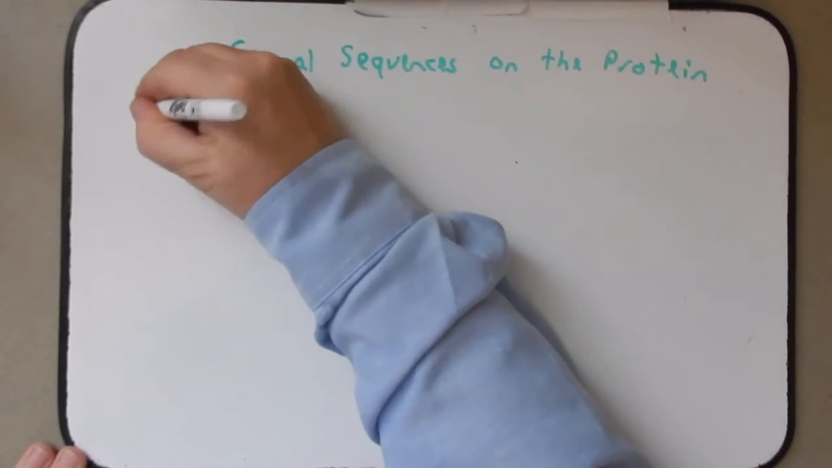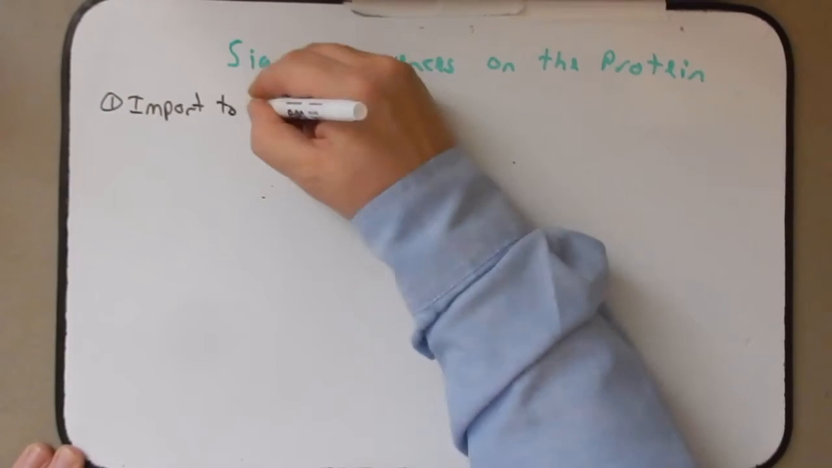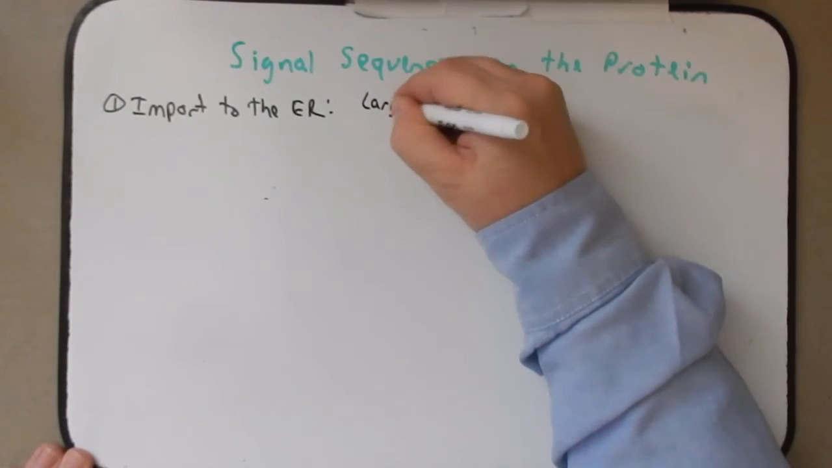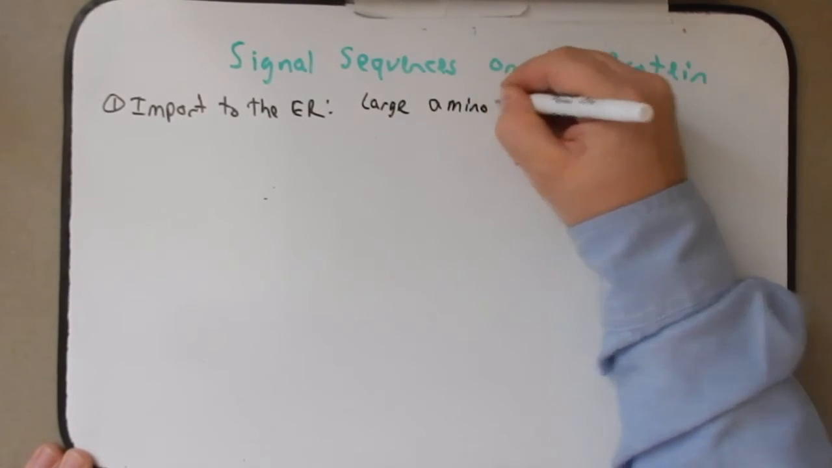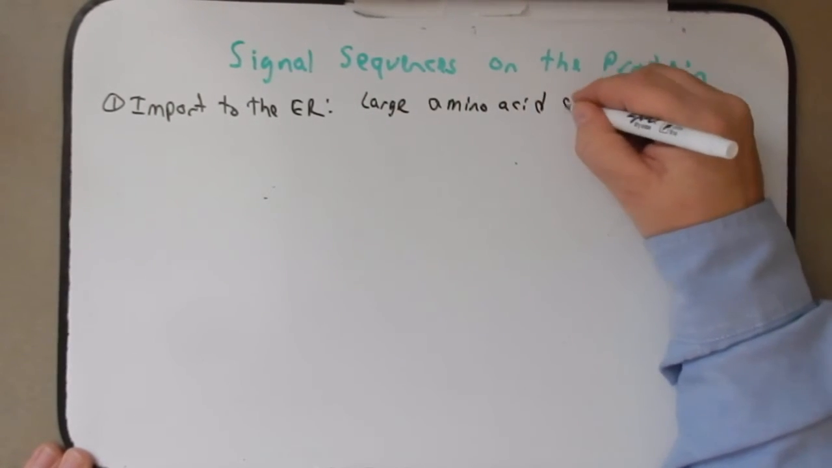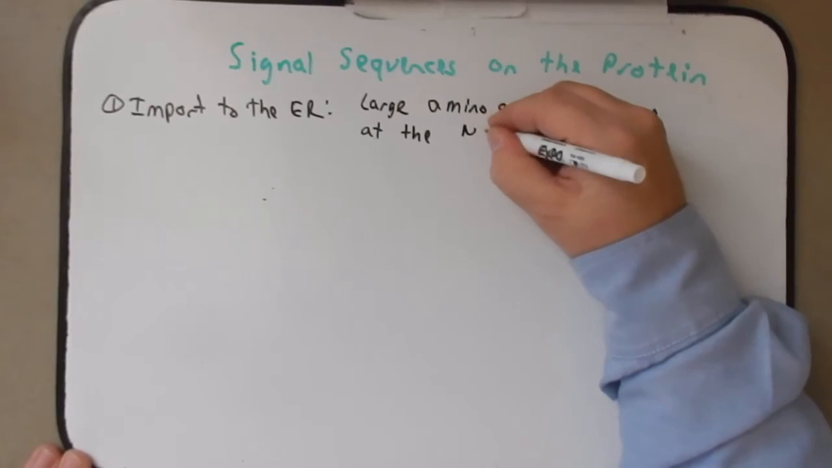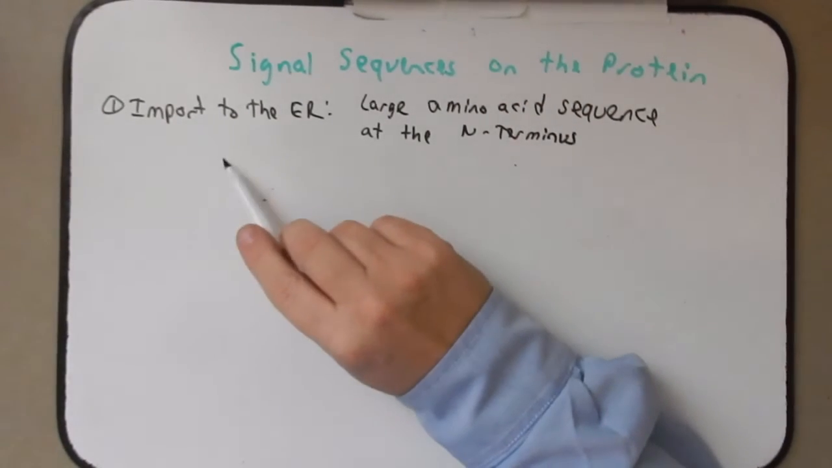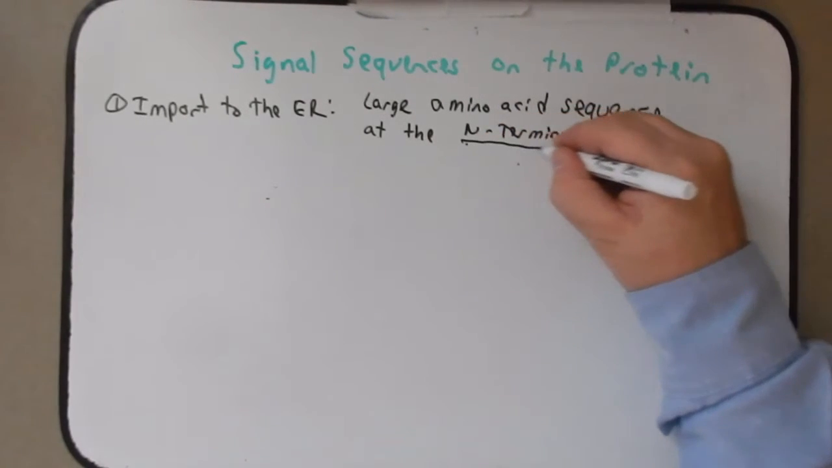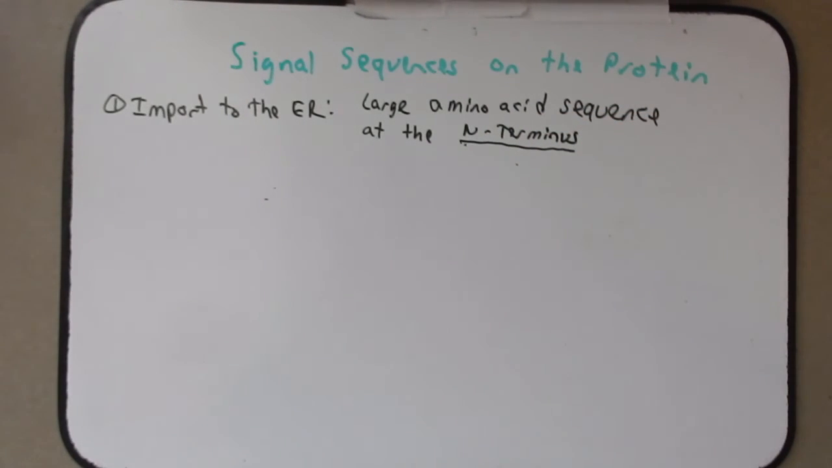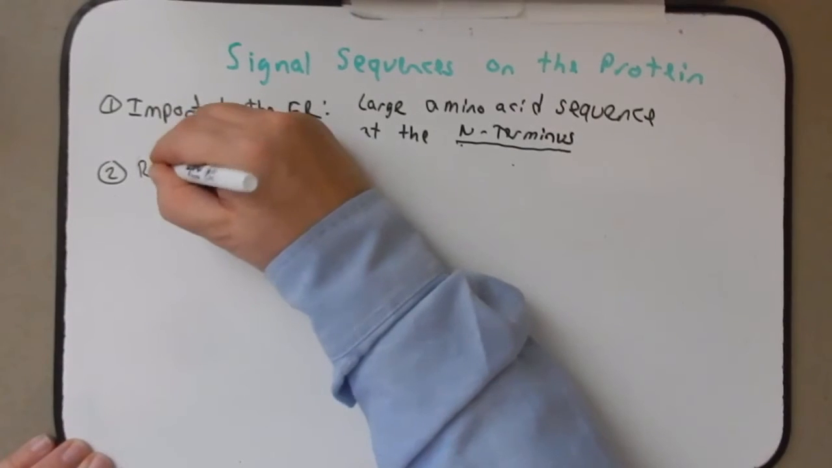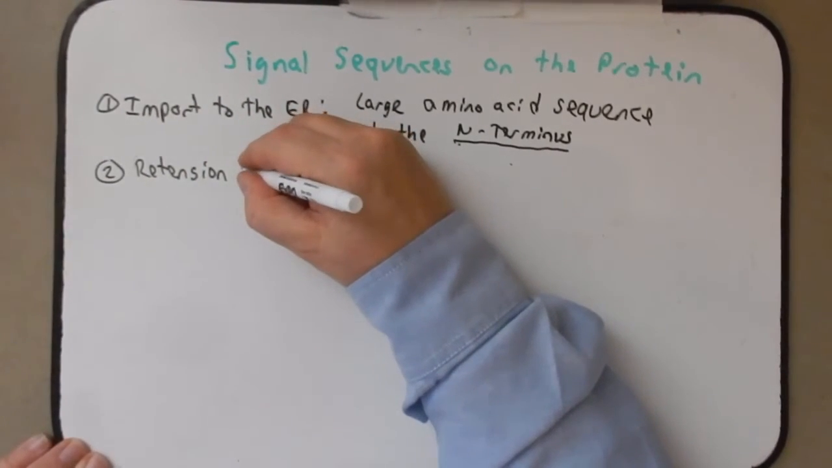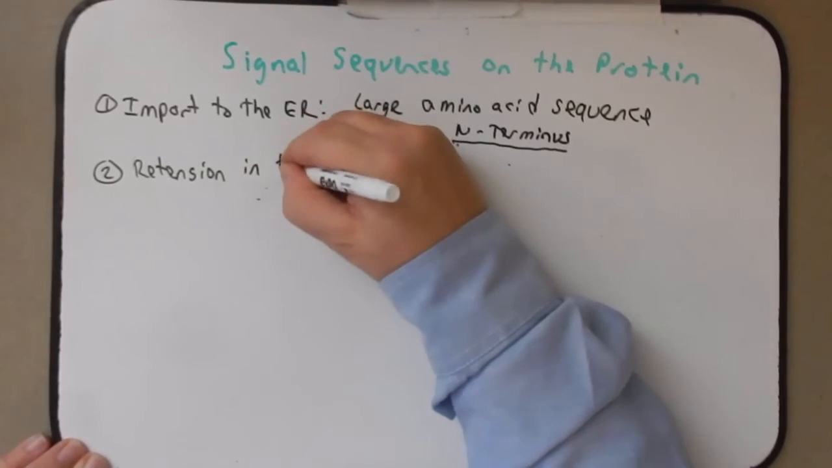So import to the ER requires a large amino acid sequence at the N-terminus of a protein. And when we talk more specifically about ER import, it'll make more sense, I think, why it has to be at the N-terminus. Next, let's talk about a sequence that is necessary for retention in the ER.